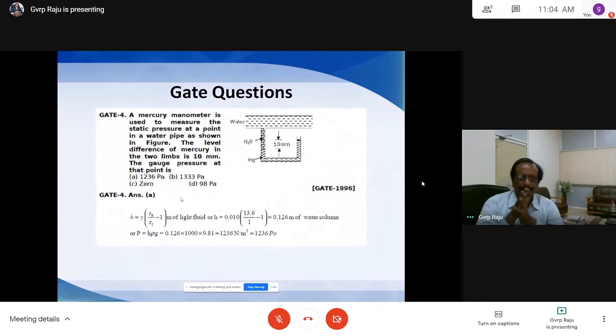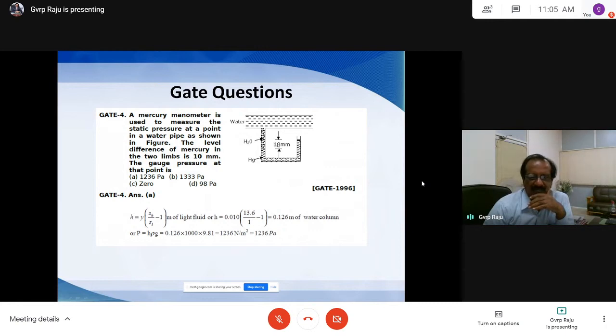The other question. A mercury manometer is used to measure the static pressure at a point in a water pipe as shown in the figure. The level difference of mercury in the two limbs is 10 mm. He has asked for gauge pressure. So the mercury difference is 10 mm, and the equation, as I already told you, is the difference of height into S2 by S1 minus 1, earlier discussions.